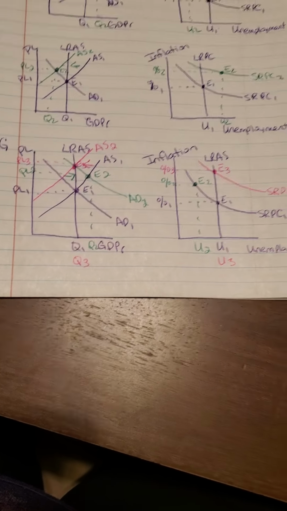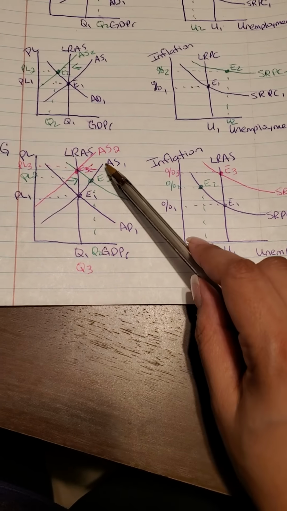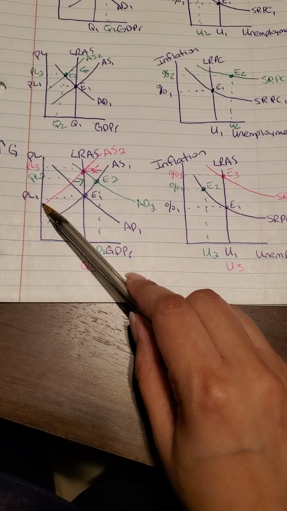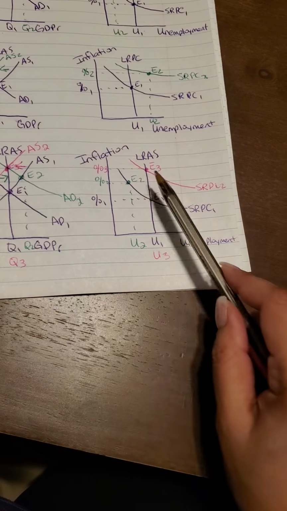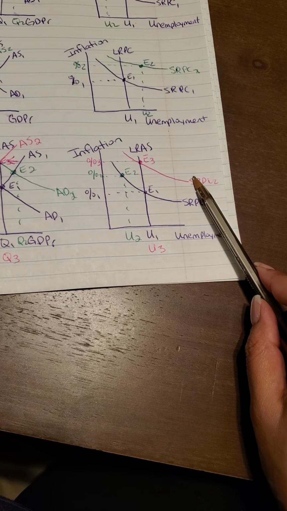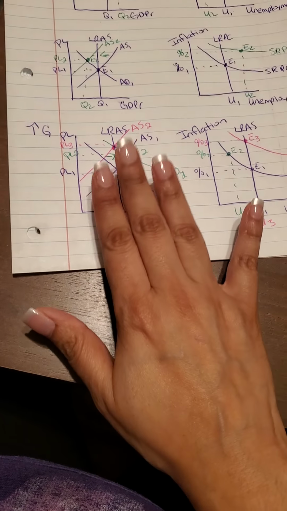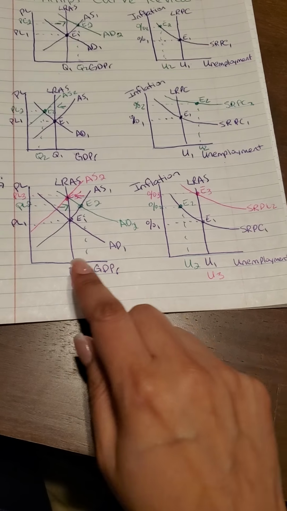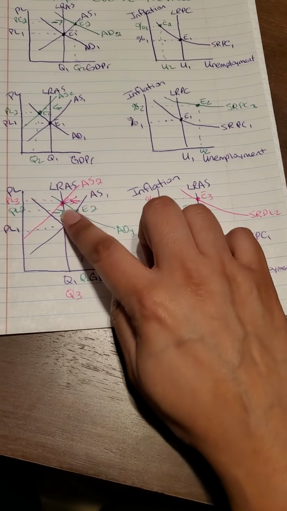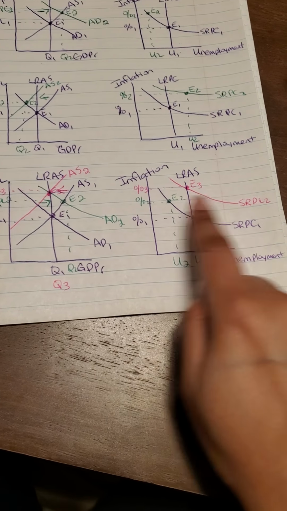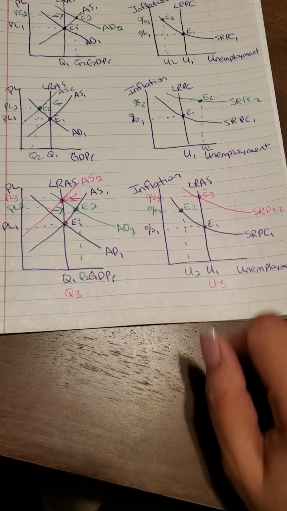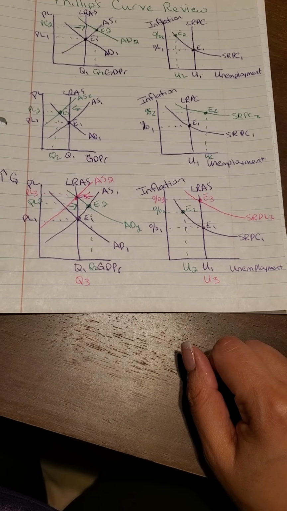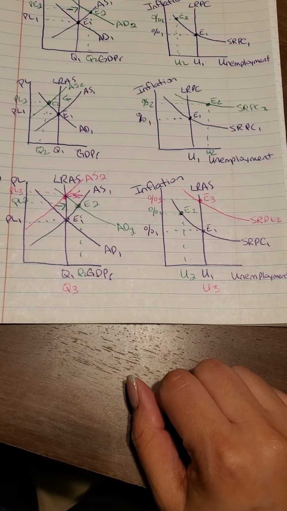If you can see here, we have two short run aggregate supply curves, so we have two short run Phillips curves. If you could grab this graph and flip it over, it would be the exact same graph minus the aggregate demand. So you see there's two short run aggregate supplies, two short run Phillips curves. I don't know if y'all can see that. It just kind of mirrors itself.